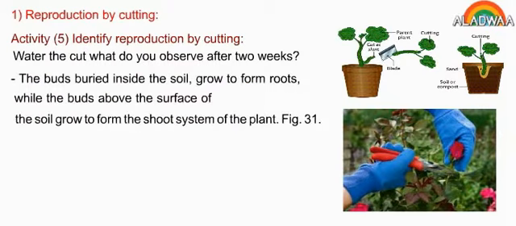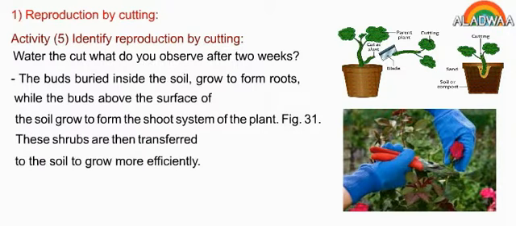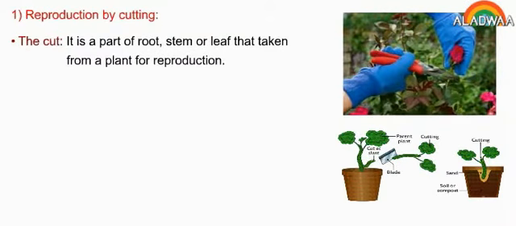The buds buried inside the soil grow to form roots, while the buds above the surface of the soil grow to form the shoot system of the plant. Figure 31. These shrubs are then transferred to the soil to grow more efficiently. The cut. It is a part of root, stem or leaf that is taken from a plant for reproduction.